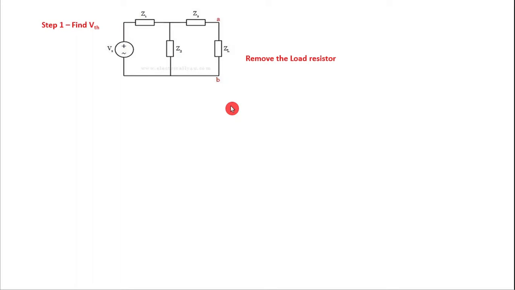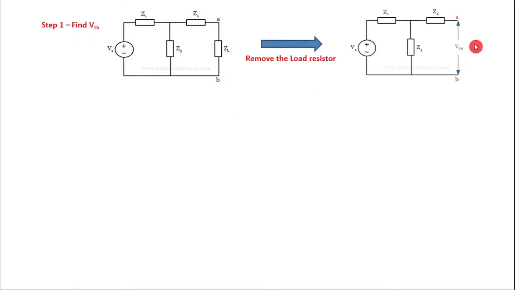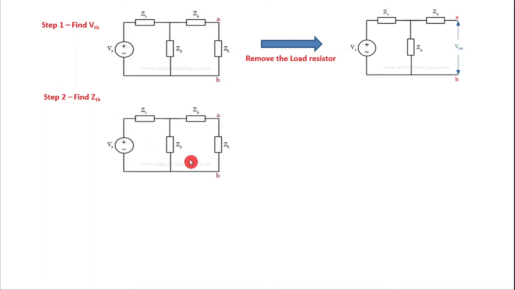So if you remove the load resistor, you get a circuit like this. Here we have to find out the voltage across these 2 points A and B. If you determine the voltage across these 2 points, you get the Thevenin's voltage. So this is the first step. The second step is to find the Thevenin's impedance. So this is the given circuit.